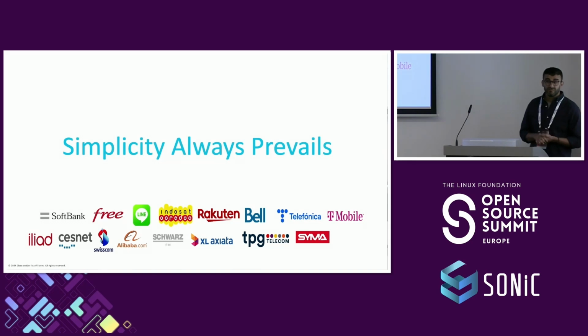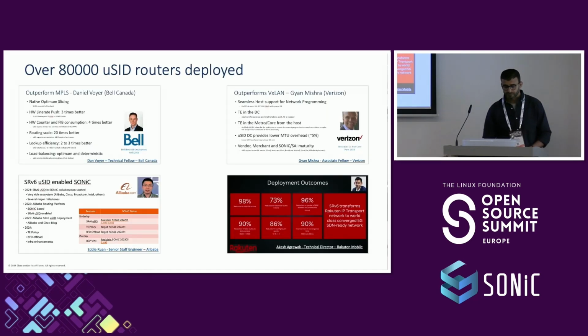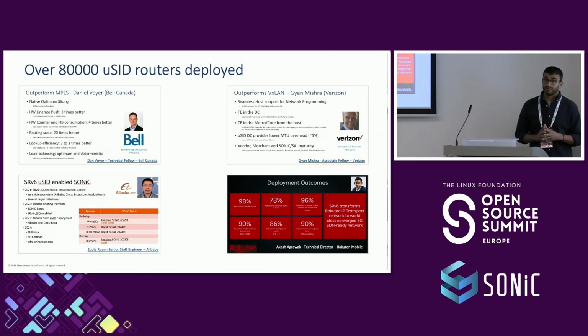We have 5 years of public deployment across all of the network segments. You can see here from hyperscalers to service provider, enterprise, data center, and across all of the different geographies. Right now, there are more than 80,000 routers in production running SRv6. And if you want to know why all of these operators are choosing SRv6 for their deployment, with the factual data, I invite you to watch the recording of this.